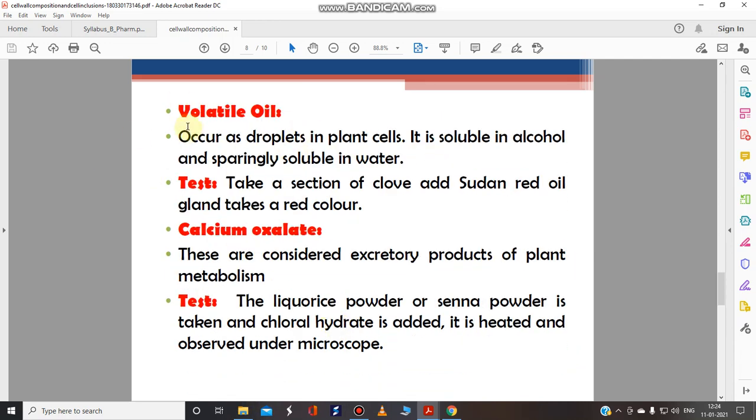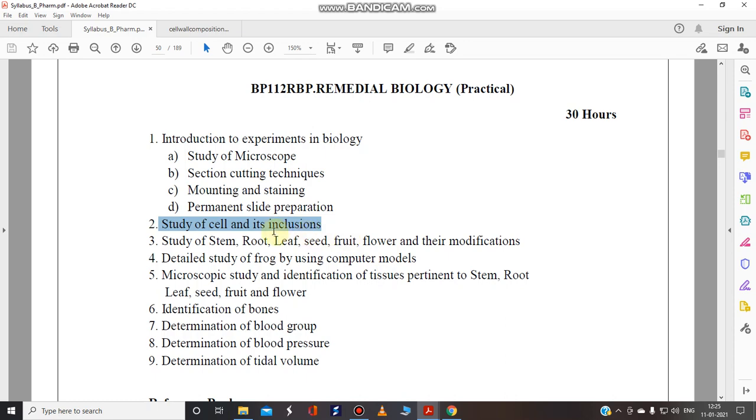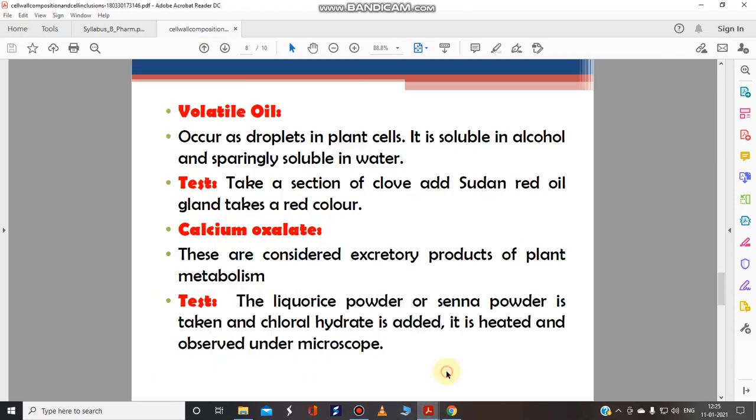Next one is the volatile oils. Again, a volatile oil is also a cell inclusion, and there are different types of chemical tests for its detection. We use Sudan red, again a dye, for the detection of volatile oil. Then, in the plant, again in the form of cell inclusions, calcium oxalates are present. These are considered excretory products of plant metabolism. How will you detect this? Using a chloral hydrate solution again.